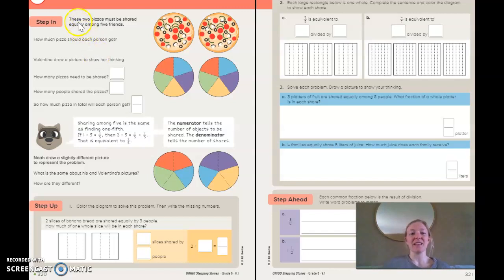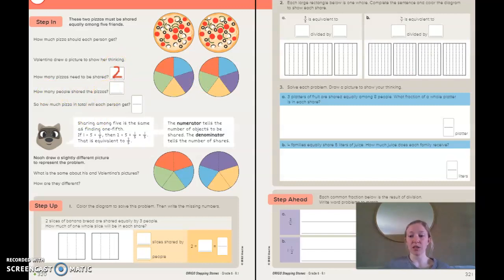It says, these two pizzas must be shared equally among 5 friends. How much pizza should each person get? Okay, Valentina drew a picture to show her thinking. So Valentina drew 2 different wholes, or 2 whole pizzas, okay? How many pizzas need to be shared? Well, how many pizzas are there? There's 1, 2. So there's 2 pizzas that need to be shared.